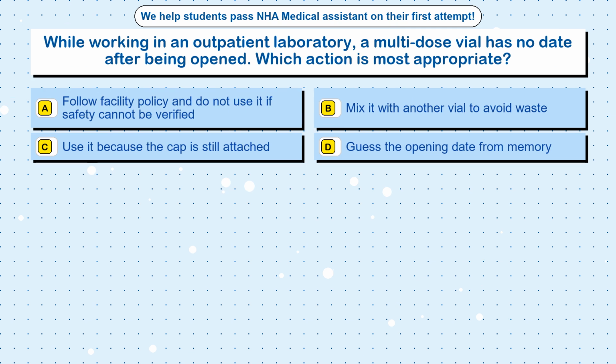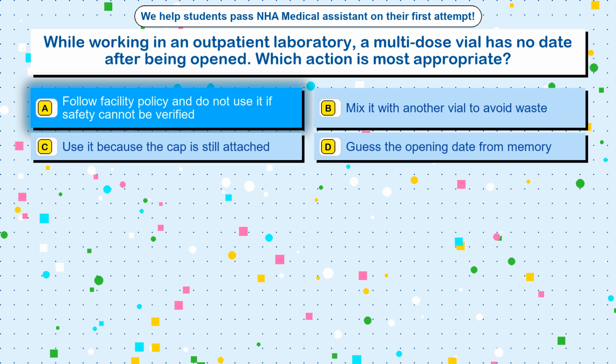Question 8. While working in an outpatient laboratory, a multi-dose vial has no date after being opened. Which action is most appropriate? Option A. Follow facility policy and do not use it if safety cannot be verified. Option B. Mix it with another vial to avoid waste. Option C. Use it because the cap is still attached. Option D. Guess the opening date from memory. The correct answer is option A.